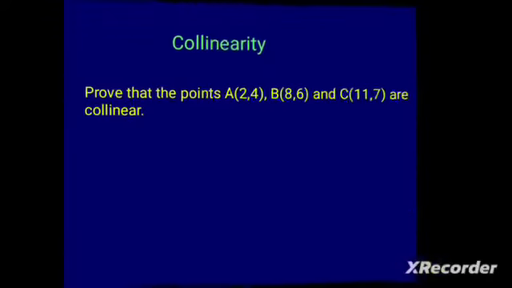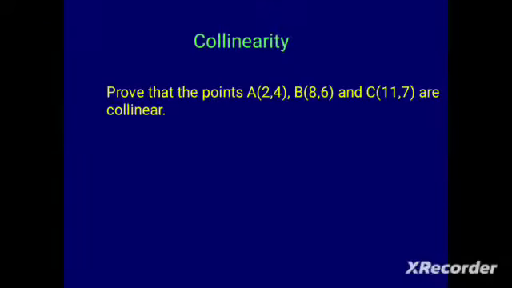Now, let's look at this question in this part. Prove that the points A (2, 4), B (8, 6), and C (11, 7) are collinear.